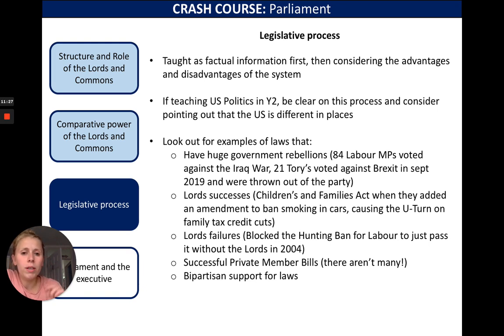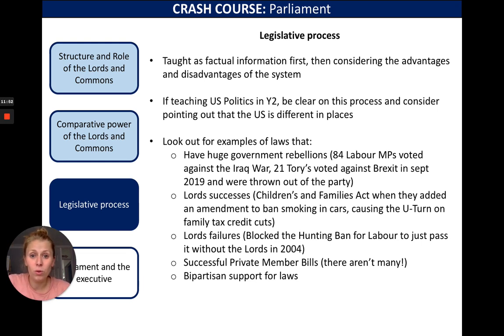That kind of stuff, I'm always keeping a check in my brain, thinking, oh yeah, I need to keep an eye on that. Lords successes we've talked about already, so the Children and Families Act and the U-turn on family tax credit cuts. Lords failures, blocking the hunting ban. I really hate that example because I use it every year and the kids reference it and it's 2004. That was a long time ago. So I'm keeping an eye out for something a little bit better than that that's easy to understand and digest.